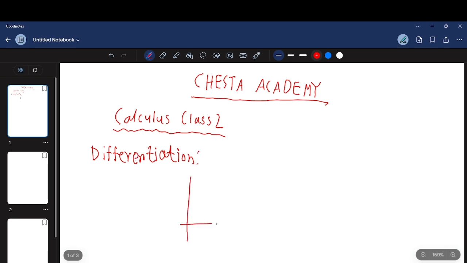Let's say we have a graph like this, and let's say the equation of the graph is y equals x squared. If we have a graph like this with a given equation, we can use the formulas that I provided in the previous video to find the derivative of this graph. That is, the derivative of a particular graph is the gradient of the graph at that particular point.